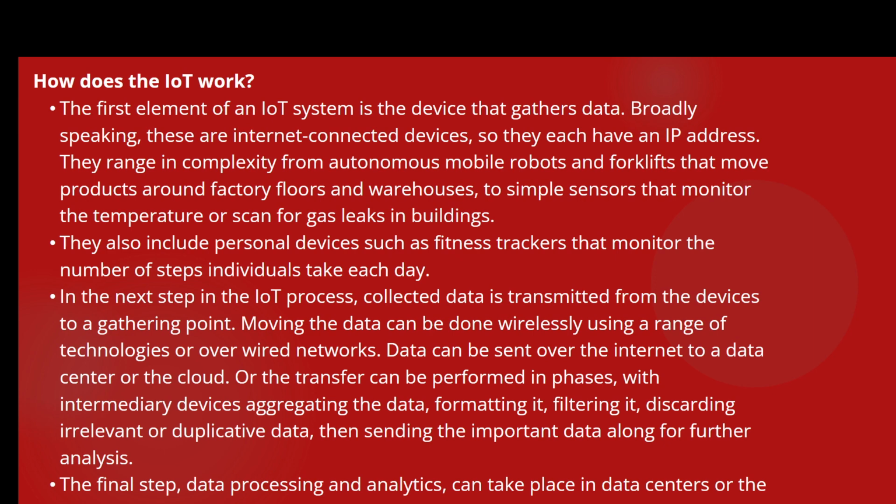Now the next step of the IoT process is that the collected data is transferred from the devices to a gathering point. Moving the data can be done wirelessly using a range of technologies or over wired networks. Data can be sent over the internet to a data center or the cloud, or the data can be transferred in phases with intermediary devices aggregating the data, formatting it, filtering it, and discarding the irrelevant or duplicate data.